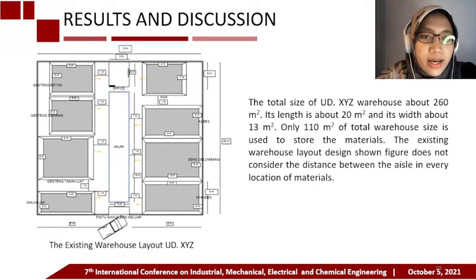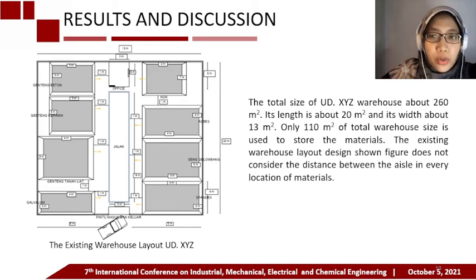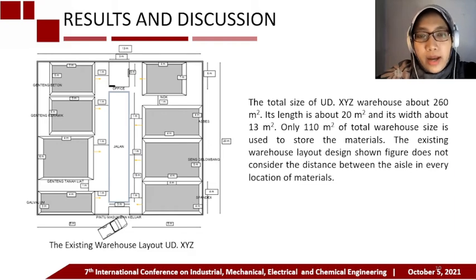We can see the existing warehouse layout of UD-XYZ. As in the picture, the total size of the UD-XYZ warehouse is about 260 square meters. Its length is about 20 meters and its width about 13 meters. Only 110 square meters of the total warehouse size is used to store the material. The existing warehouse layout design shown in the figure doesn't consider the distance between the aisles in every location of materials.